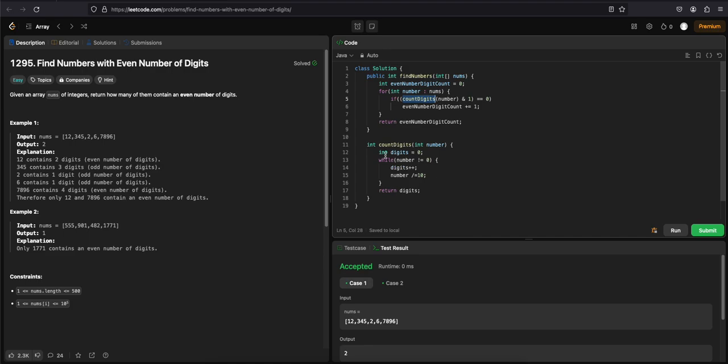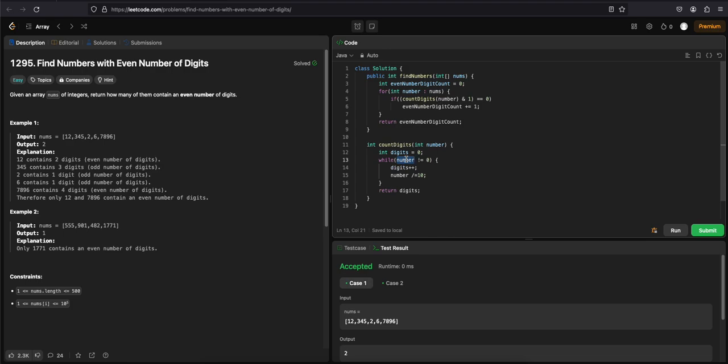Count digits. If you come to the count digits function, each time I am checking if the number is not equal to 0, and I am updating the number by dividing by 10. Let's say I have 345. First time I will have 345 as my number. Next time I'm counting it, I have one digit now, so my count will be 1. Next my number would be 34 because I'm dividing it by 10. Next time when I come to the loop, my number would be 3. Next time when I come to the loop, my number would be 0, and I'm coming out of that loop.